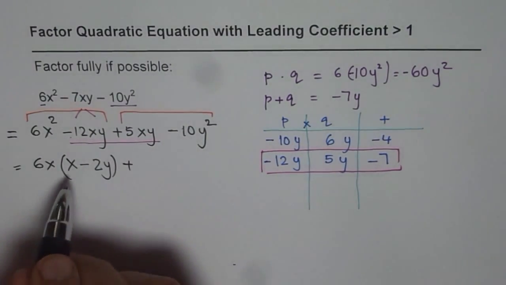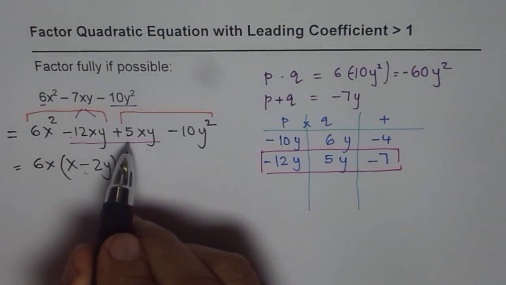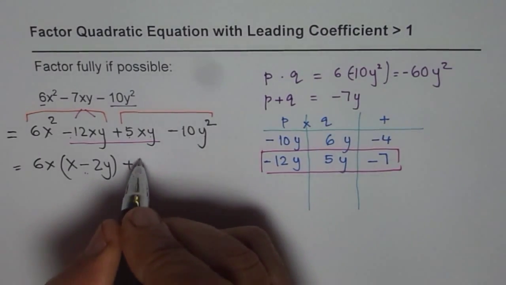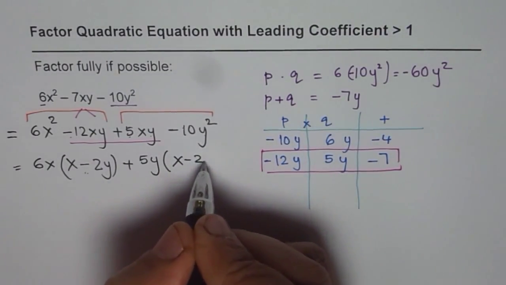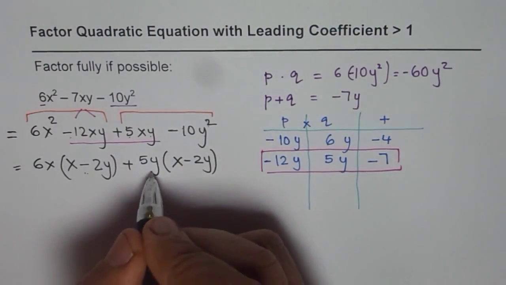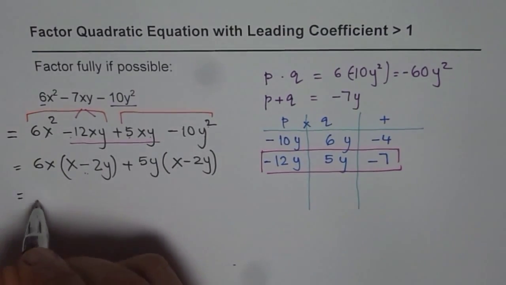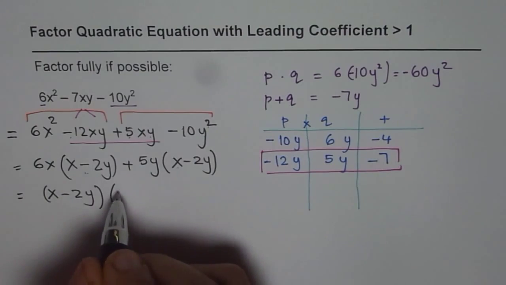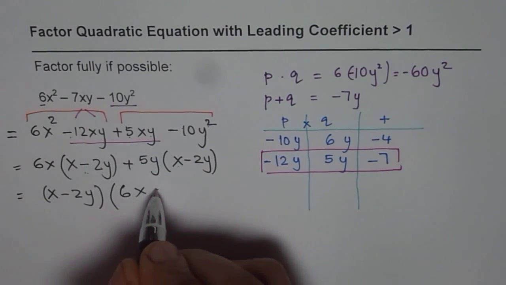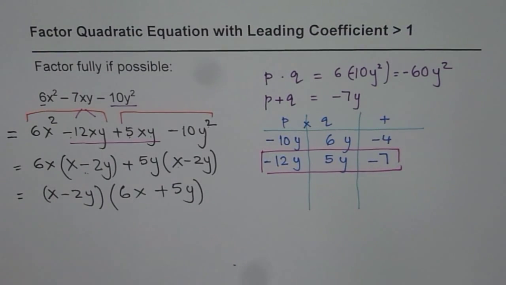On the other side also we should get this factor. Remember, if you don't get it, something is wrong. What is common here? 5 and y. Okay, so 5 and y is common. We are left with x minus 2y, correct? y squared divided by y is y. So as expected, we have x minus 2y as a common factor, correct? So you're left with 6x from the first term plus 5y from the second term. So what you get is the factored form of the trinomial, right?